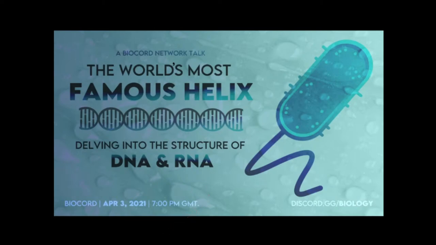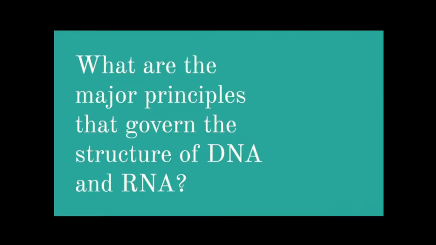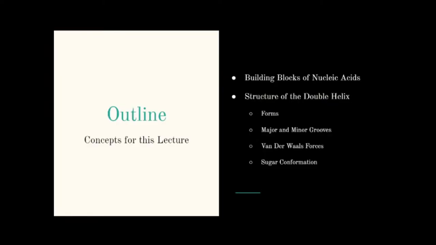So basically, a rundown of the show. We're going to be talking about the major principles that govern the structure of DNA and RNA. Mainly, the outline is going to be starting with a breeze through the building blocks of nucleic acids. And then we're going to be delving a lot into the structure of the double helix, primarily looking at the forms of DNA and RNA, the major and minor grooves, van der Waals forces, and Coulombic electrostatics, as well as sugar conformation in the actual structure itself.